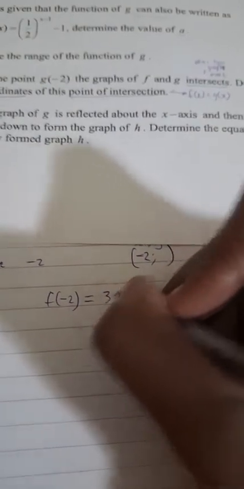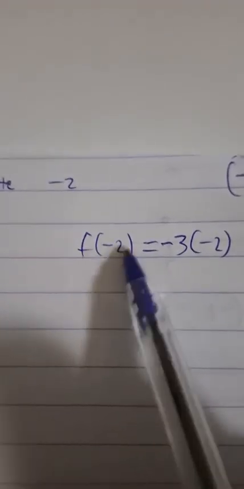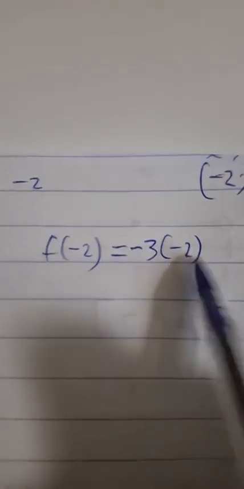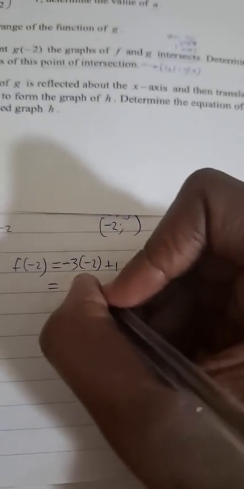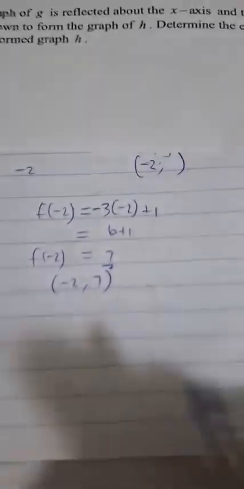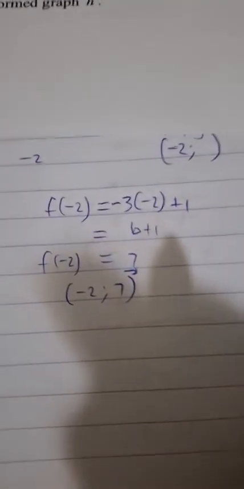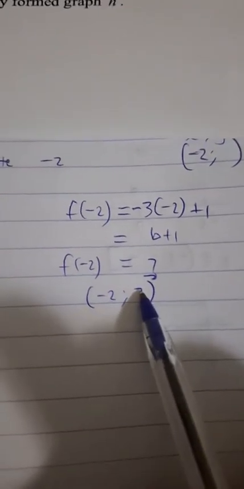f of -2 is equal to... remember, in the place of x we have -3 times x, because we've given the function f an instruction: receive -2 for x. So replace -2 for x in the function, and then there's that +1. So what do you see? -3 times -2 gives you 6, that's positive, plus 1, we get 7. So do you see that either way you still get your coordinates as -2 and 7? Why is that the case? Why do we still get the same value as our output?